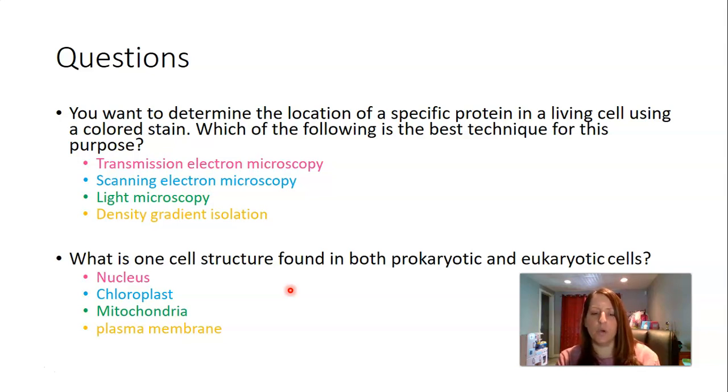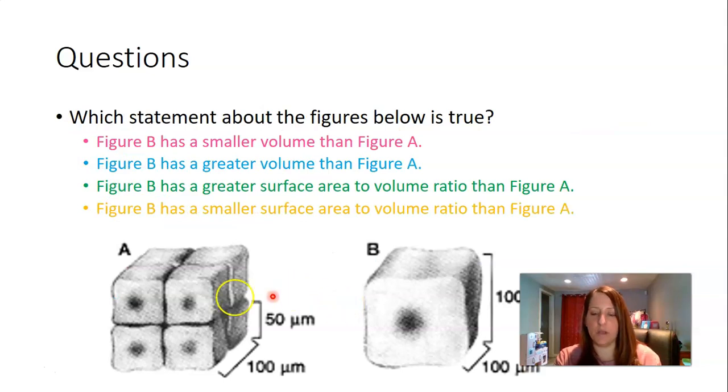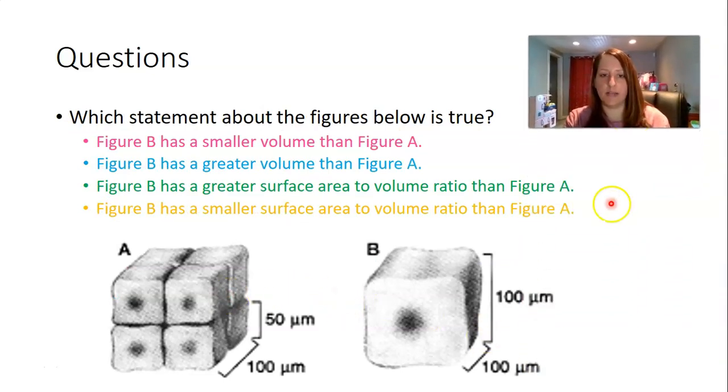Next question. What is one cell structure found both in prokaryotic and eukaryotic cells? Is it the nucleus, chloroplast, mitochondria, or the plasma membrane? So hopefully you answered yellow, the plasma membrane, found in all cells. Next question is about cell size.